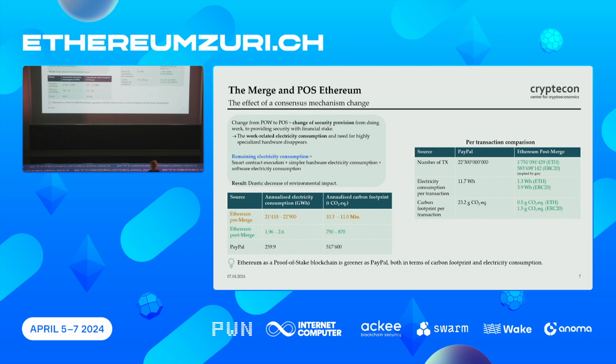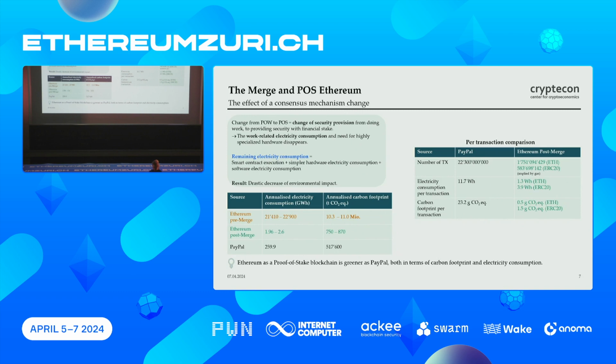the execution of the smart contracts, by the electricity consumption of the much simpler hardware that has to be used, and by the software, so the client's electricity consumption. And the result is a drastic decrease of environmental impact, as I have already mentioned. And on the table on the left, you can see the environmental impact results estimated by the University of Cambridge and the Cryptocarbonetics Institute, and the numbers of PayPal as a comparison from 2022.